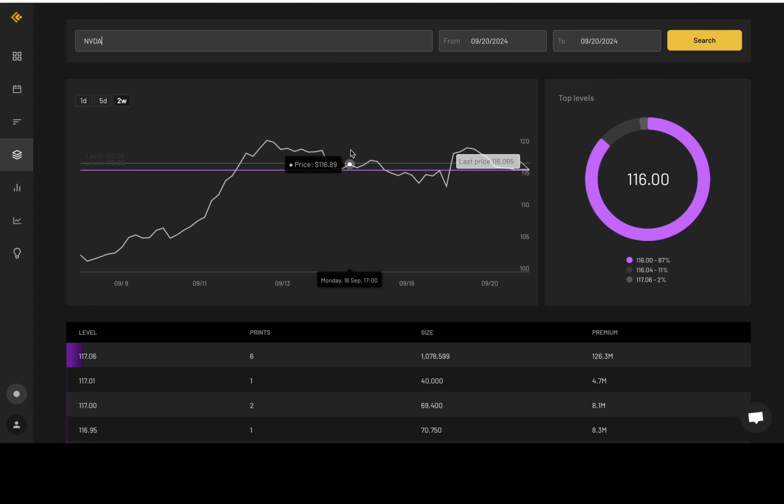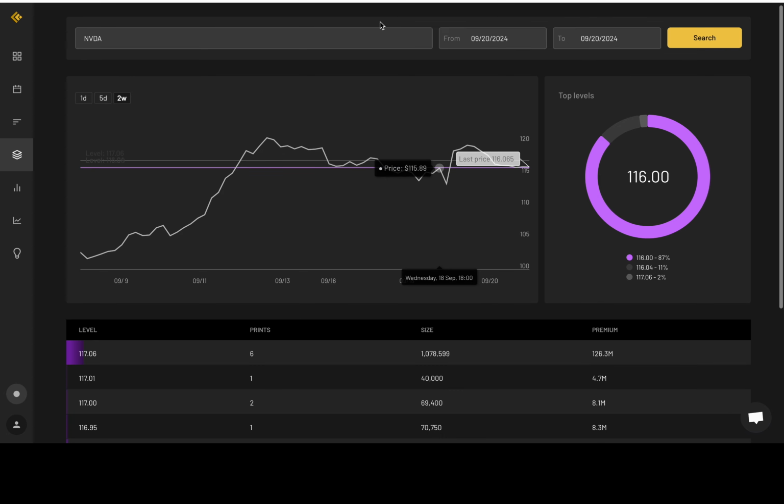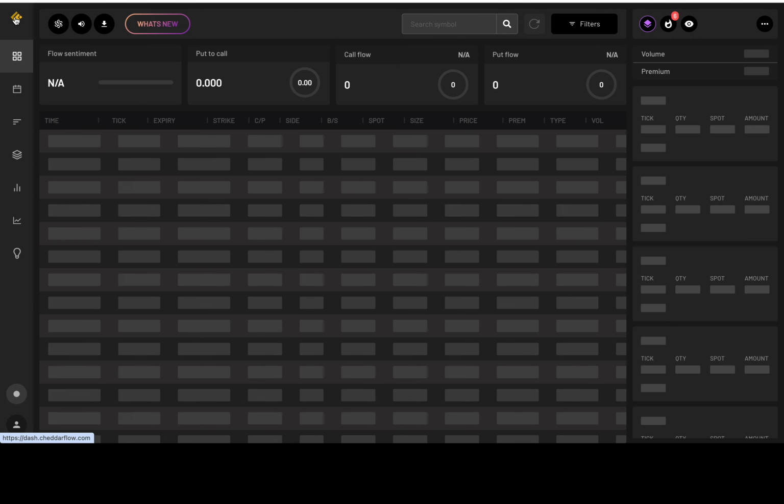NVDA is 116. That lands right on my level. I've been saying below 116 is bearish, and it looks like the big money players are also using that level. Not because of me, but they have their own reasons. Okay, I think I covered everything, guys. Let's get to the option flows.